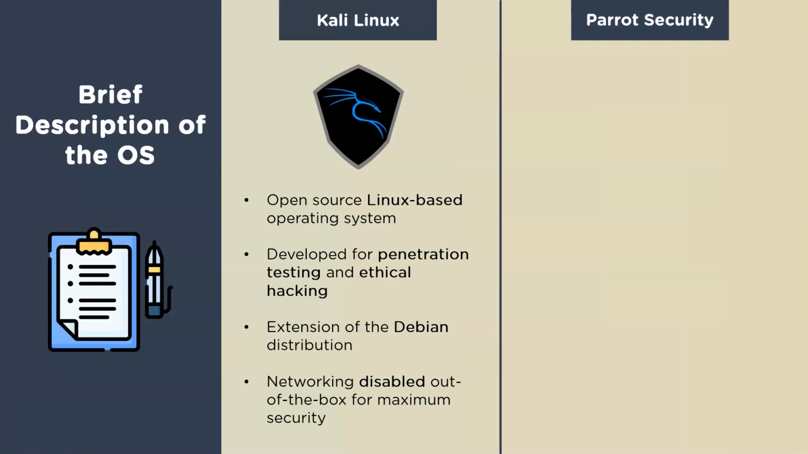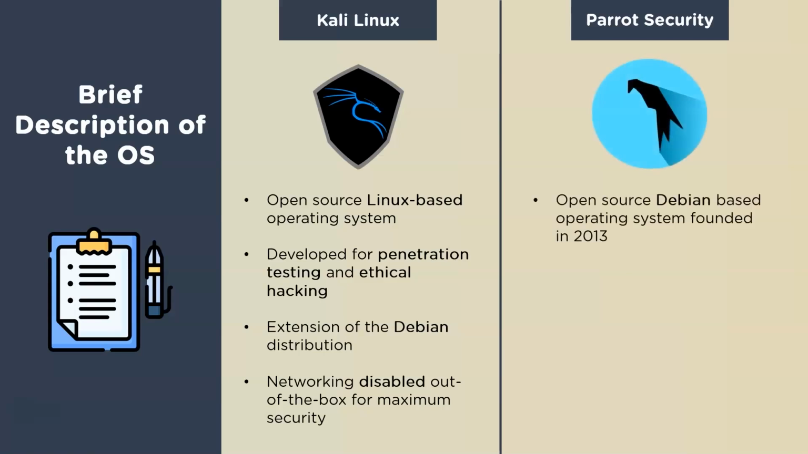Now, let's take a look at the Parrot Security operating system. Parrot Security OS is a Debian-based Linux distribution with an emphasis on security, privacy, and development. It is built on Debian's testing branch and uses a custom-hardened Linux kernel. Parrot Security contains several hundred tools targeted towards tasks such as penetration testing, computer forensics, reverse engineering, and security research.